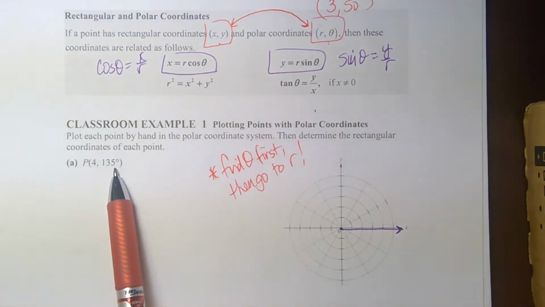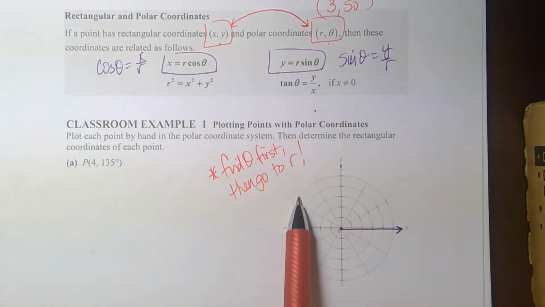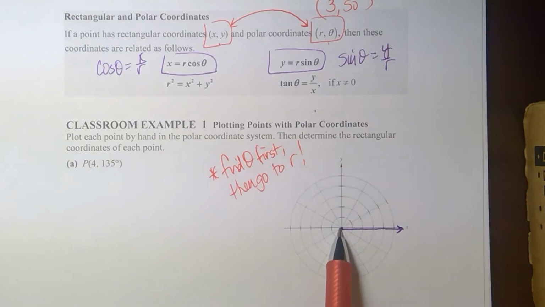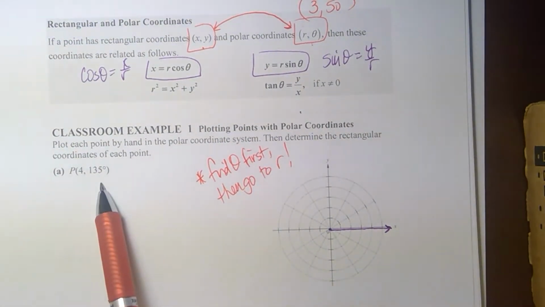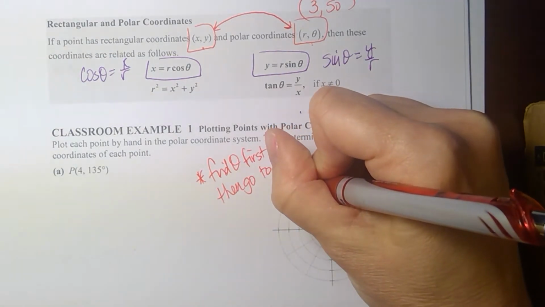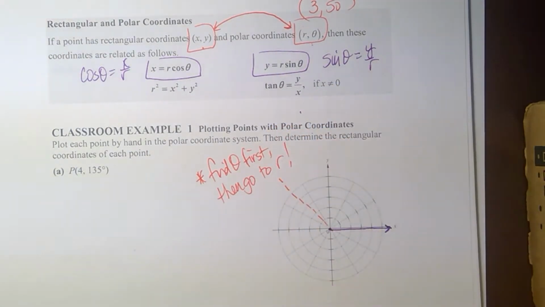So I'm going to locate theta. Theta is 135 degrees. 135 is in quadrant 2. Now I want you to notice that each of my quadrants is equally divided into 3 sections, so that would be 30, 60, 90. I do not have the 45s marked. So if I need 135 degrees, that's 90 plus 45. So that 135 degrees is going to be here.